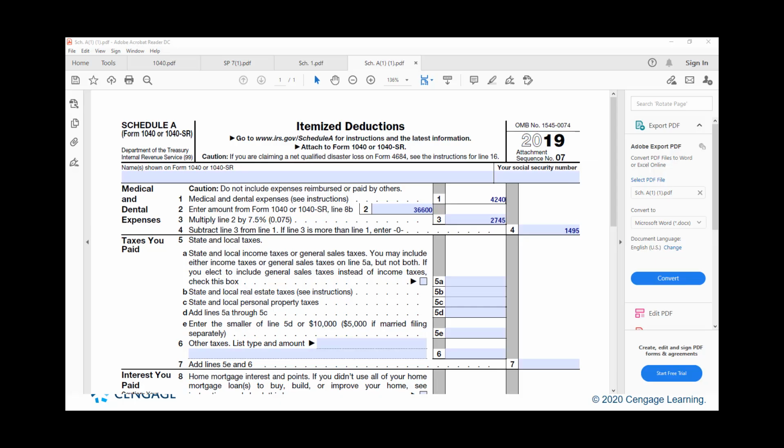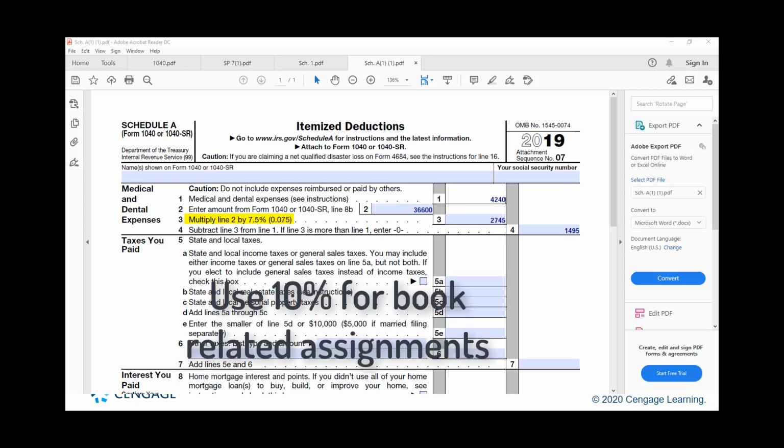Medical expenses can only be deducted to the extent that they exceed 7.5% of the taxpayer's AGI. Your book may indicate 10%. That's because it went to print when they had changed it to 10%, but then the IRS changed it back to 7.5%, and that's what we're going with here on this form.